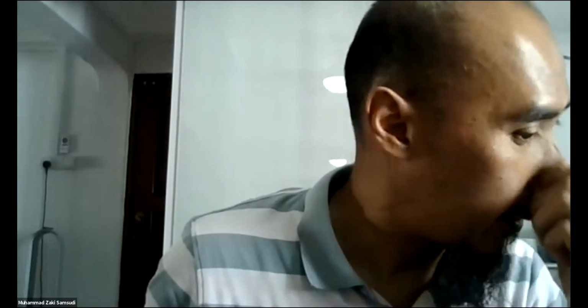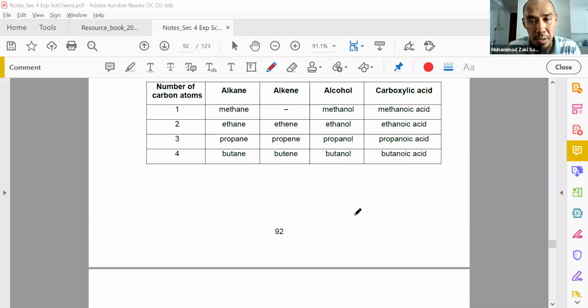Okay, any questions? You can play around with the models, but please do not lose them. Any questions before I go to alkane and alkene for the worksheet? Rather than that, I think we go to the worksheet. Okay, let's go to the worksheet, page 195. Let me share that. Page 195.